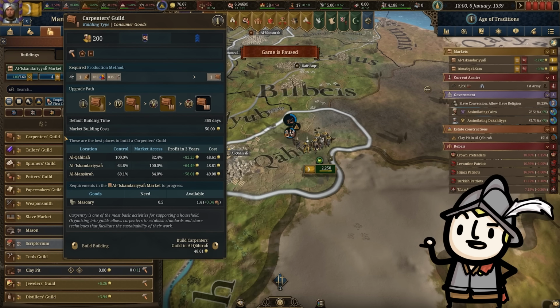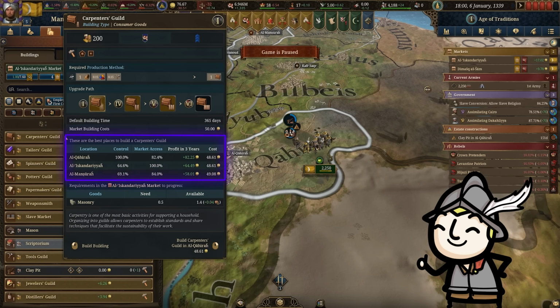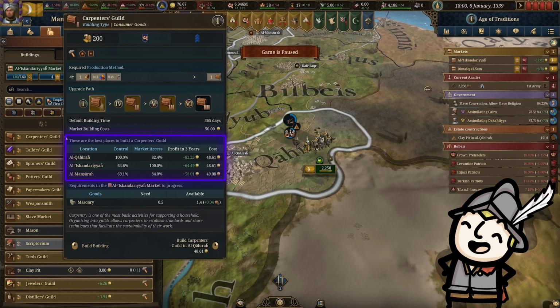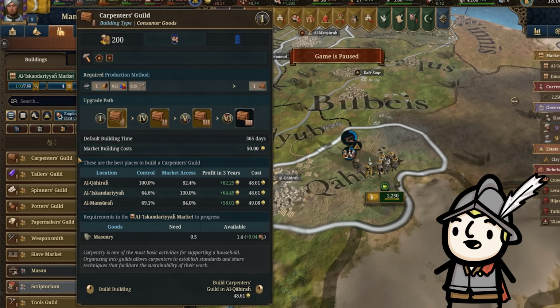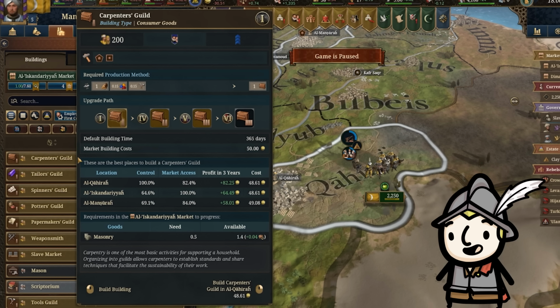Let's rewind just a tad and go back to our Carpenter's Guild here. We haven't paid much attention to this section of the tooltip yet, but now that we've mentioned it, let's talk more in depth. You can see we have the most efficient locations to build a building listed. You may also notice that the top of the list is populated by the location with the highest aggregate control and market access.